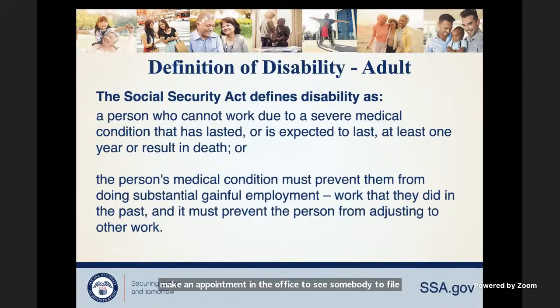Now, we have a specific definition of disability, and it's a person who cannot work due to a severe condition, and it has to last a year or more, or is expected to last a year or more, or result in death. Now, that doesn't mean that someone has to wait to file after a year of having their condition. It can be a diagnosis they get from a doctor, and this is something that is expected to last a year. They don't have to wait that long to file.